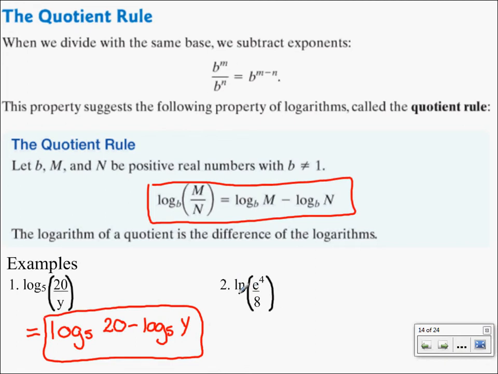Okay, but number 2 we have ln. Remember we have an unspoken base of e, and then in parentheses e to the 4th over 8. So what we can do in this case is say ln, and let's note that that's base e, of e to the 4th minus ln 8. And if you notice, the ln base e and then the e will cancel out, just leaving you with the power of 4 minus ln 8.